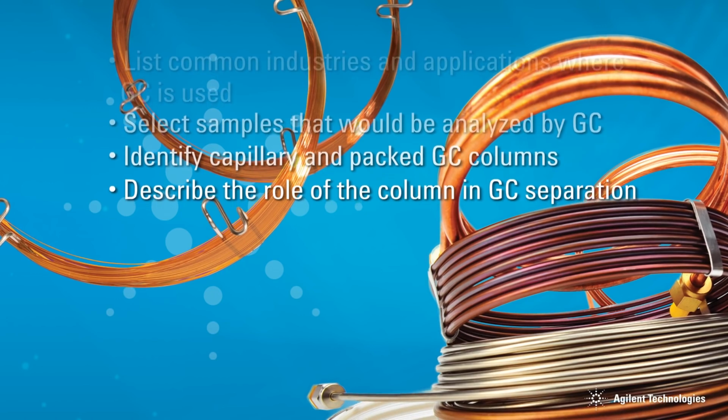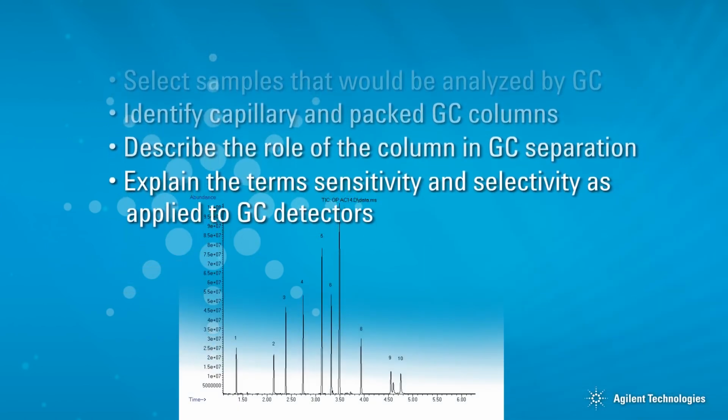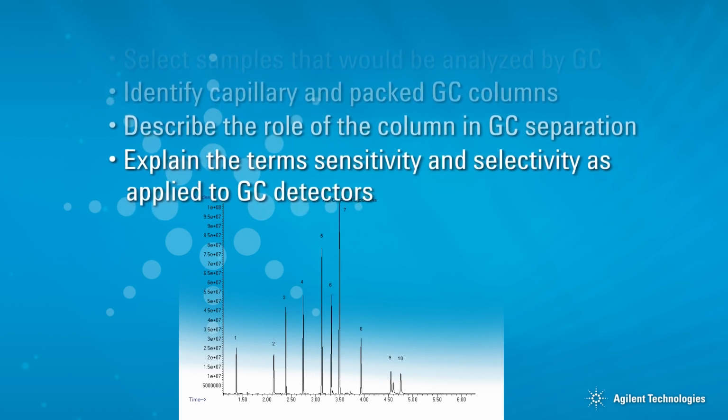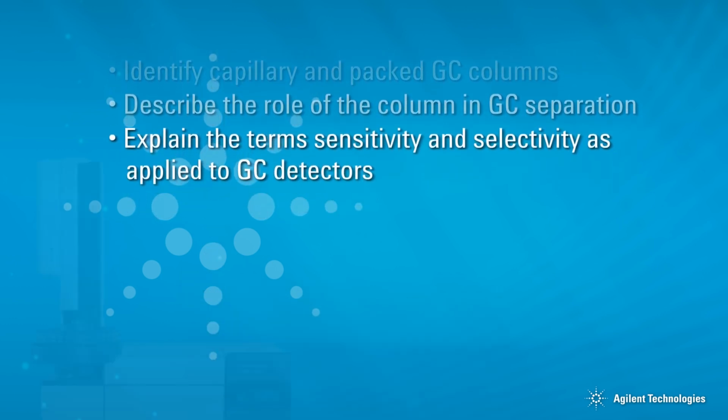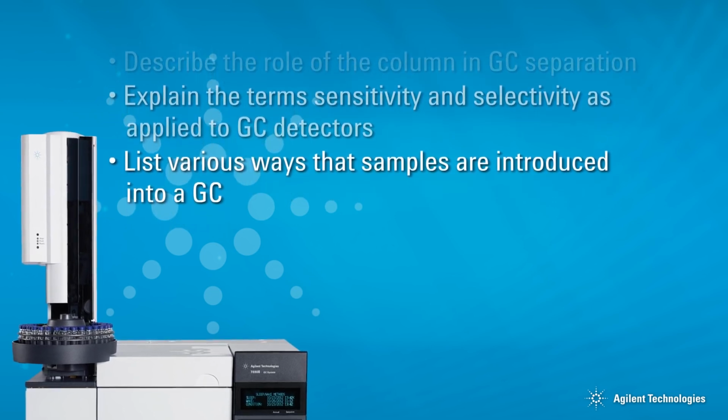Describe the role of the column in GC separation. Explain the terms sensitivity and selectivity as applied to GC detectors. List various ways that samples are introduced into a GC.